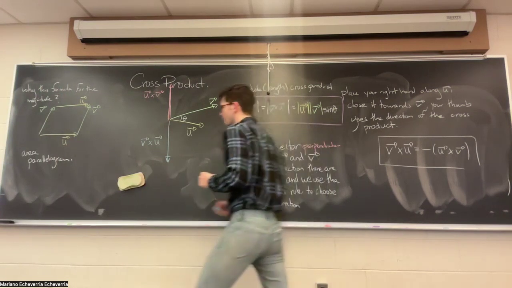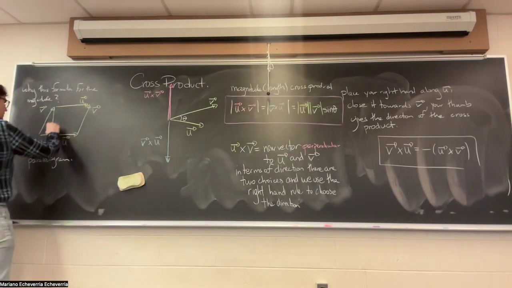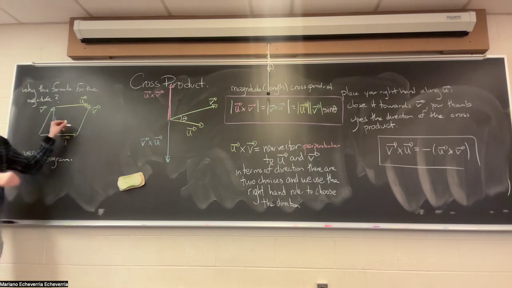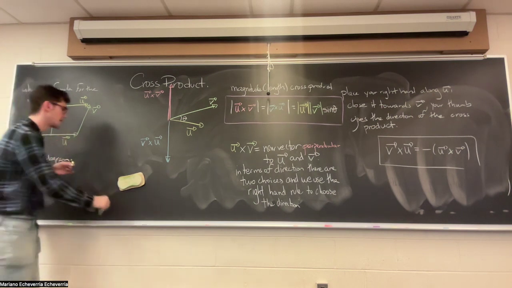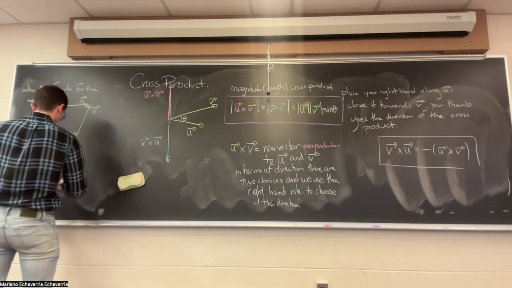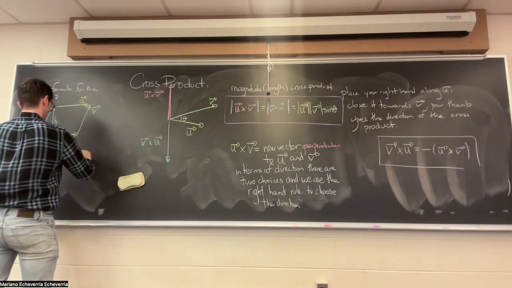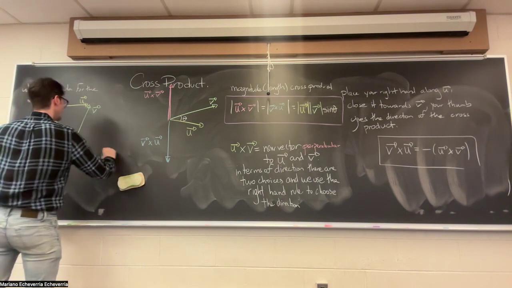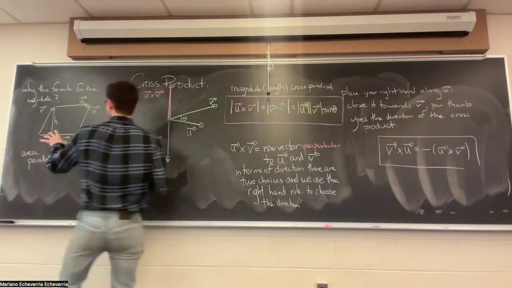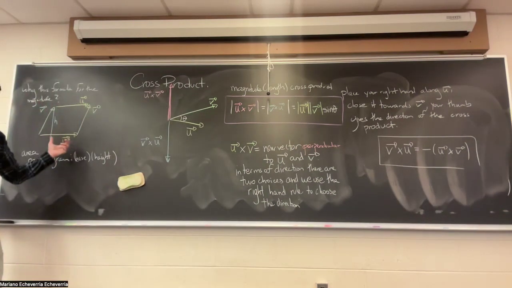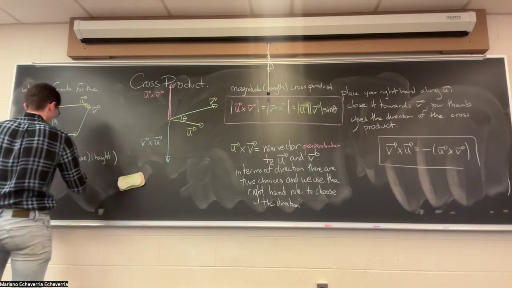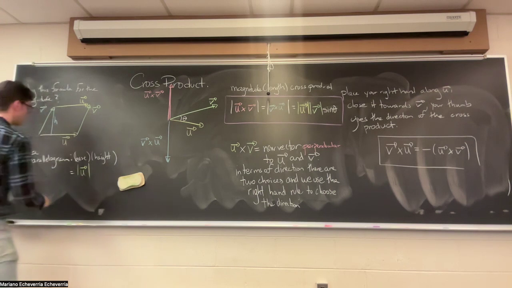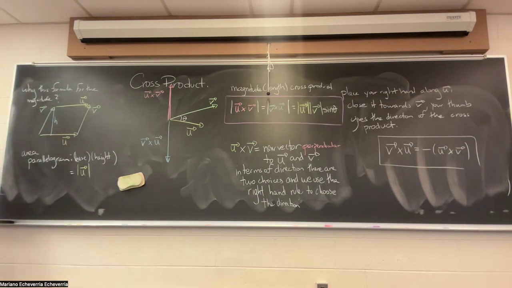If you remember the formula for the area of a parallelogram, that's base times height. That's what I'm calling h here. H represents the height. So it's just base times height. What is the base here? I'm choosing the base to be just the length of the vector u. And what is the height? Well, how can you find the height from this picture?